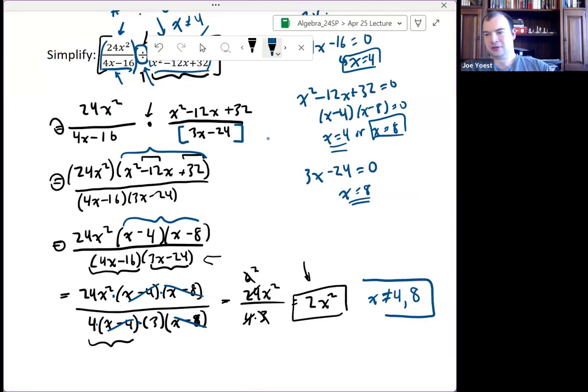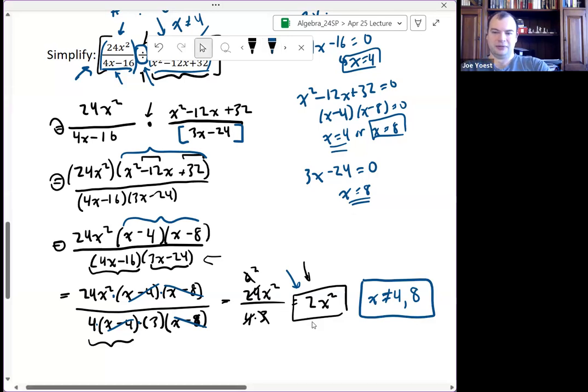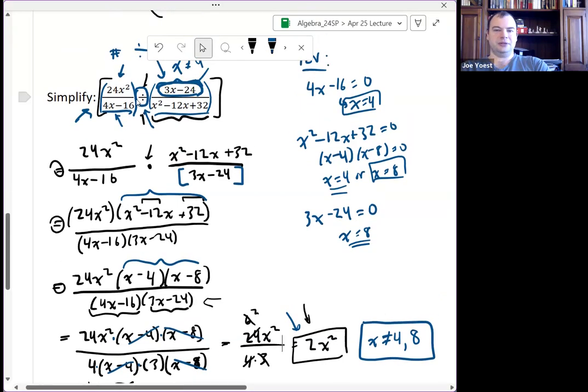But again, it's crucial that if I'm going to say that this expression is equal to this one, that I make sure to note that that's not true for x equals 4 and x equals 8. Because naturally, I usually would be able to plug 4 and 8 into 2x squared without a problem, but I would not be able to plug those values into this original expression.